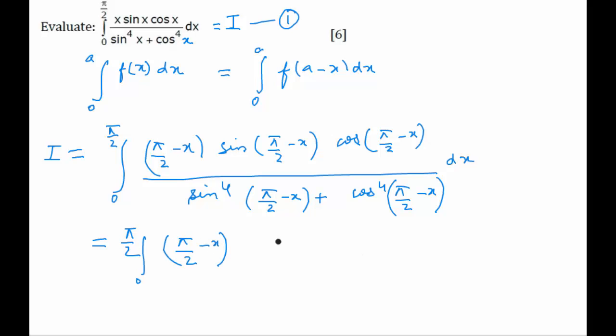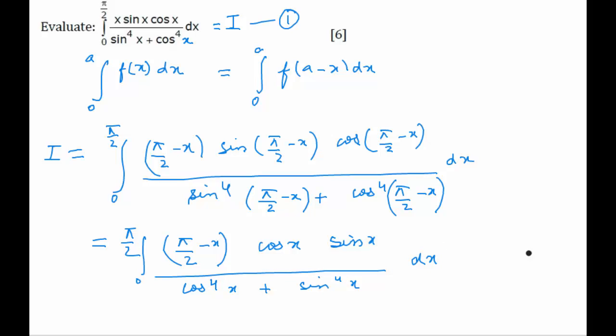So this gives us integration of 0 to pi by 2, minus x. Sin of pi by 2 minus x is cos x. Cos of pi by 2 minus x is sin x. Cos to the power 4x plus sin to the power 4x. So if we observe the first equation and the second equation, they are exactly the same, just the difference of x and pi by 2 minus x here. So as we have to get rid of the x, let's add these equations.